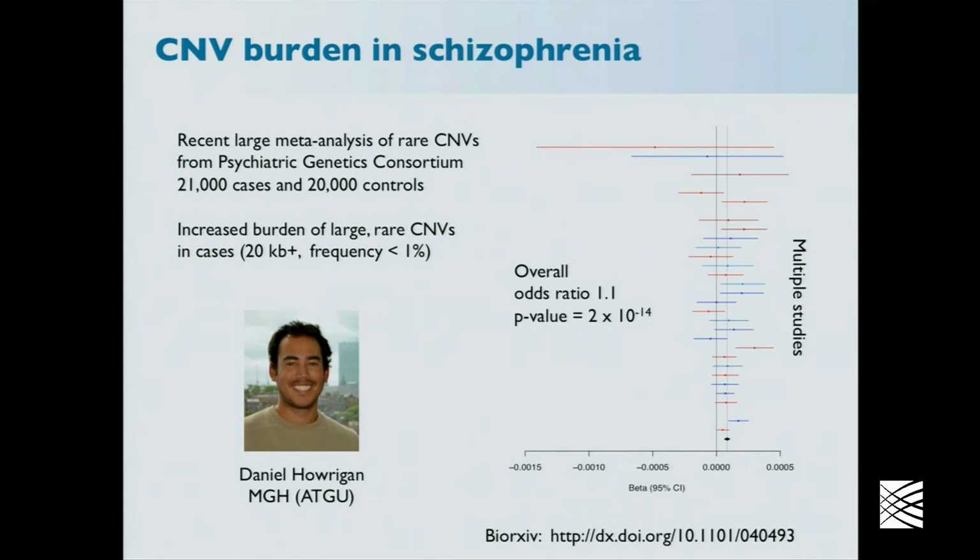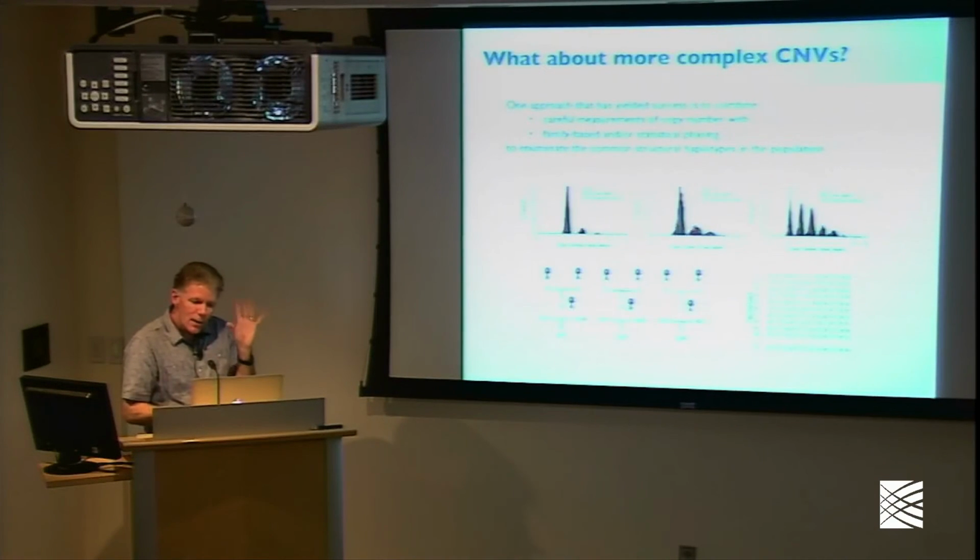Probably the most recent study on this was a large study done in the PGC with Daniel Howrigan and others, looking at the CNVs in particular. A huge meta-analysis, 20,000 cases and controls across many studies, showed an odds ratio of about 1.1 for increased burden of these large, rare CNVs in schizophrenia. All right, so what about more complex CNVs, like these multi-allelic CNVs?